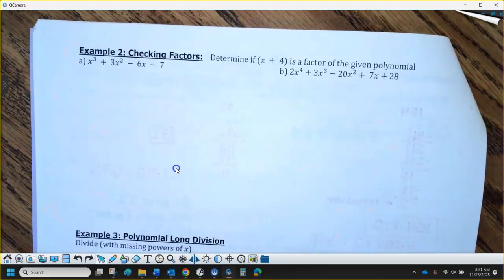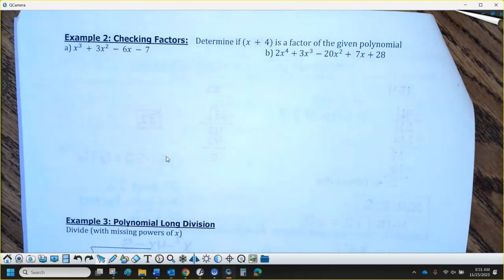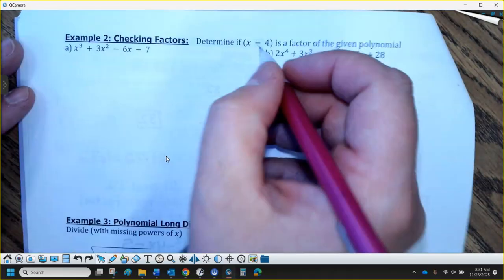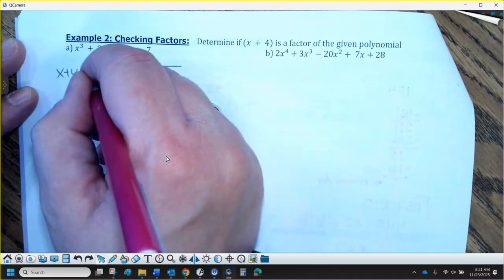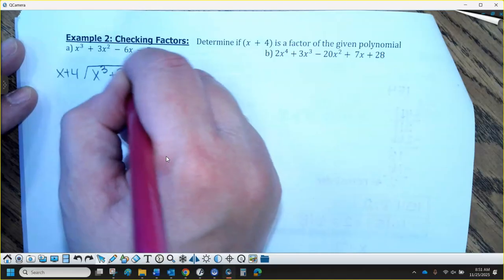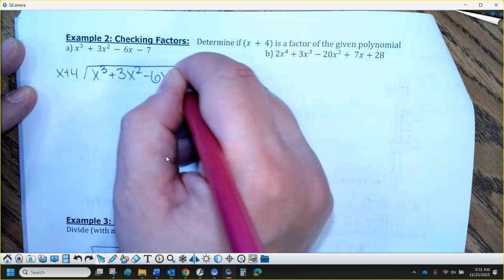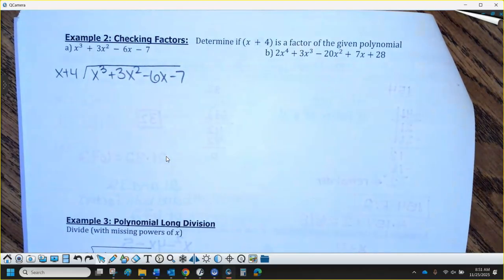Okay. So this is really just a yes or no question, but we're going to use long division to answer the question. It just says determine if x plus 4 is a factor of the polynomial. So if I want to see if it's a factor, I want to see if it divides in evenly. I'm going to divide x plus 4 into that lovely polynomial. They give me x cubed plus 3x squared minus 6x minus 7. The answer is going to be yes or no. Basically, if I have a remainder, my answer is going to be no. If I don't have a remainder, my answer is going to be yes.